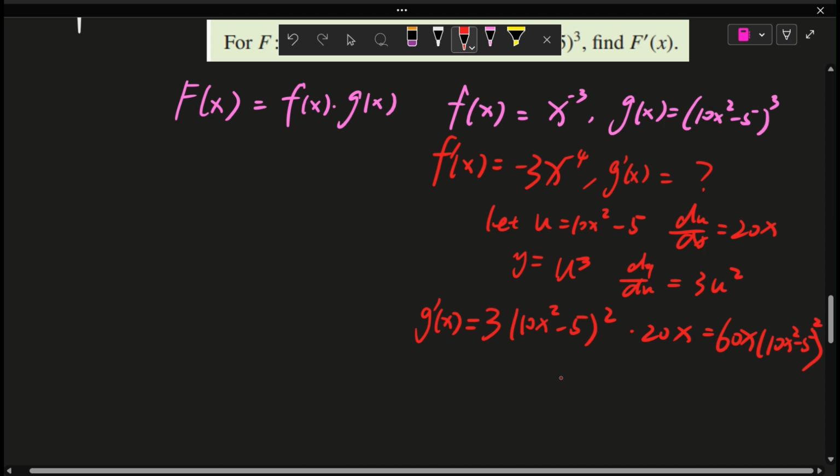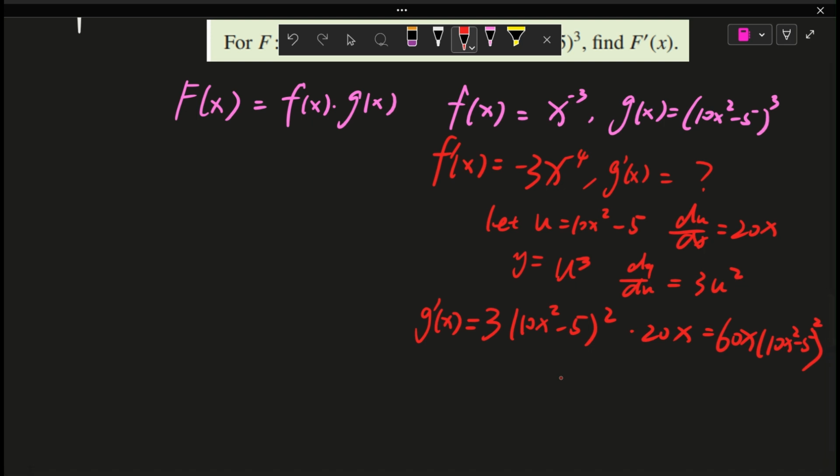Okay, that looks a little bit tricky, actually. That looks a little bit tricky. So what we're going to do about it, we actually can go back on this one.